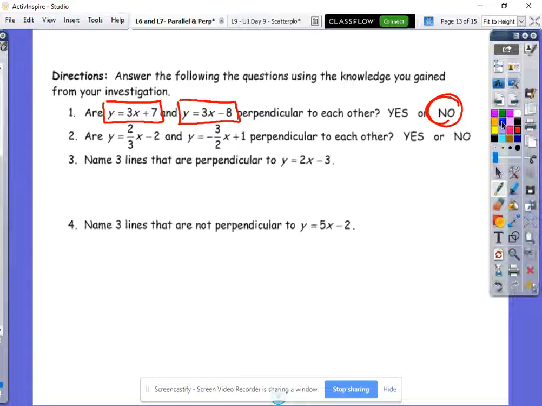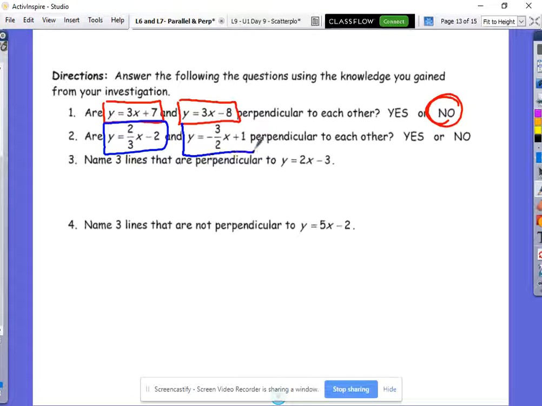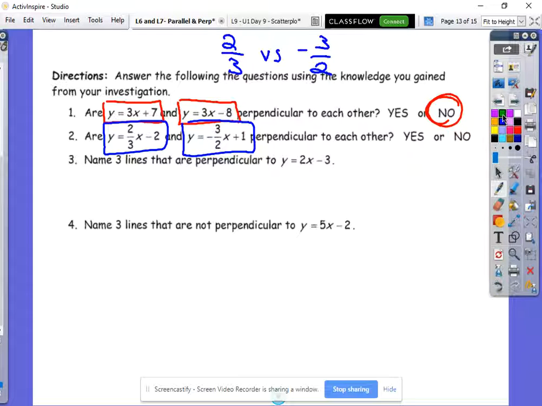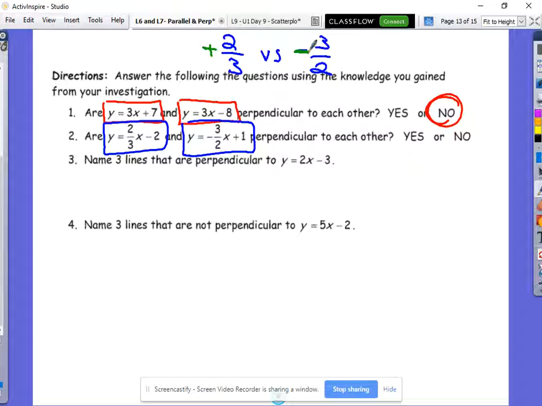What about y equals positive 2/3 x minus 2 and y equals negative 3 over 2x plus 1? Are those perpendicular? Yes, they are. 2/3 versus negative 3 over 2. Those are going to be perpendicular slopes. Opposites, because one is positive, one is negative, and reciprocals, because 2 over 3 flipped becomes 3 over 2. So yes, these are perpendicular.